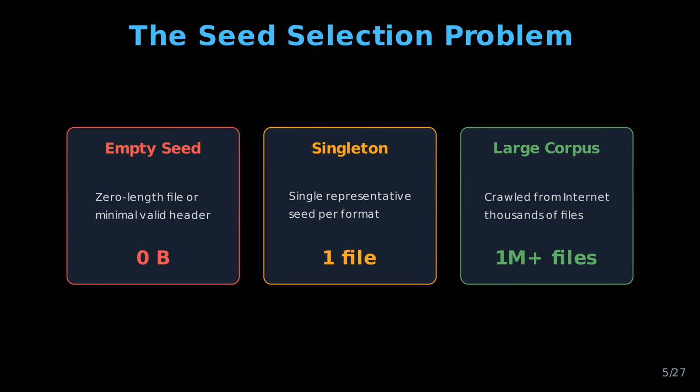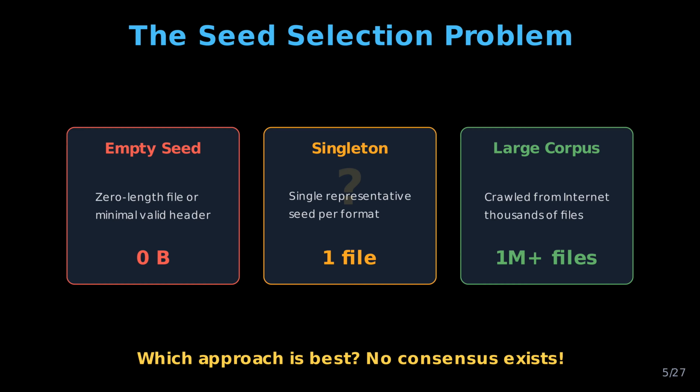In practice, researchers and practitioners use three main approaches for selecting seeds. The first is the empty seed, literally an empty file or a minimal file with just enough bytes to pass basic format checks. The second is the singleton seed, a single valid file representative of the input format. And the third is the large corpus, collecting thousands of files by crawling the internet and then aggregating them together.